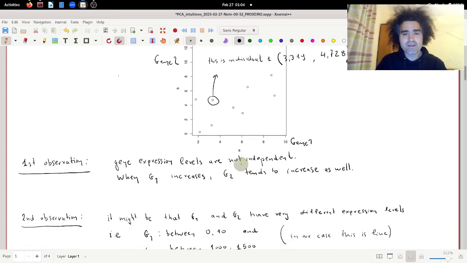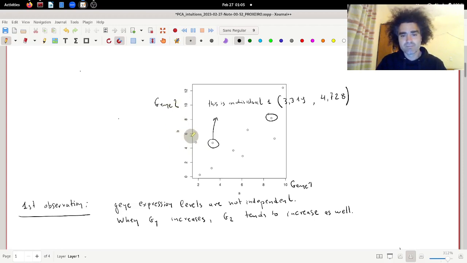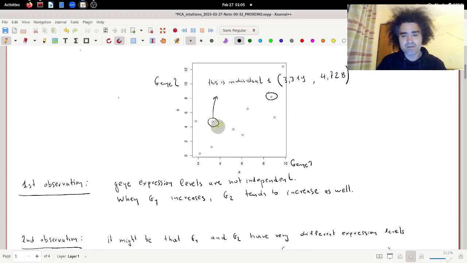Now, if we see these data points here, we immediately observe the following trend, that it seems to us that these measurements of the two genes are not independent statistically, which means that when we have a big measurement for gene 1, something like that here, we also have a big measurement for gene 2 for the same individual. So when the expression level of gene 1 increases, it seems that the same trend is followed by gene 2. This is something that we must keep in mind.